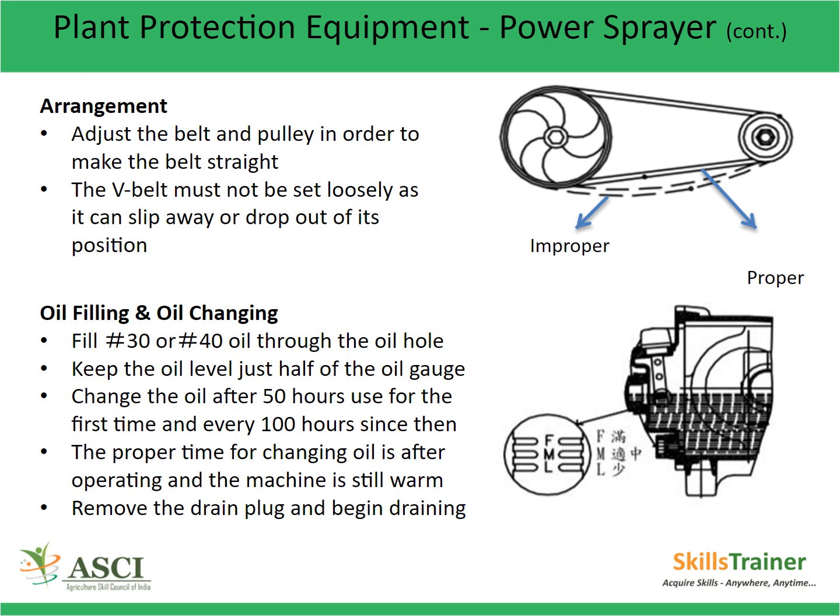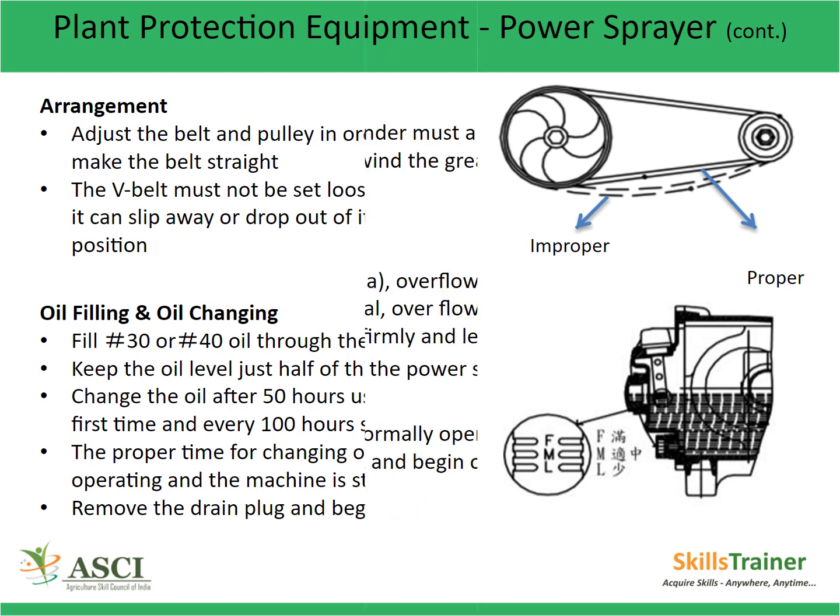Oil filling and oil changing. Fill number 30 or number 40 oil through the oil hole. Keep the oil level just half of the oil gauge. Change the oil after 50 hours use for the first time and every 100 hours since then. The proper time for changing oil is after operating, when the machine is still warm. Remove the drain plug and begin draining.